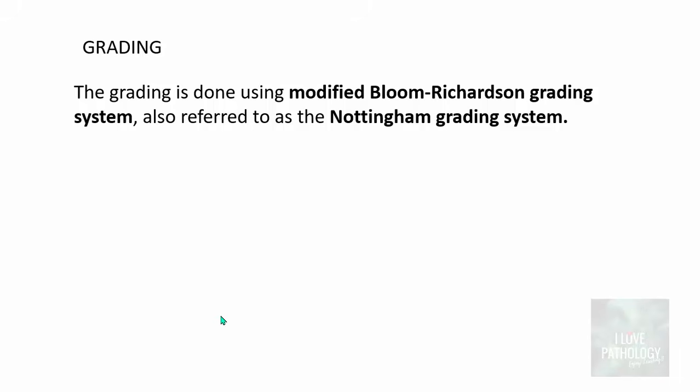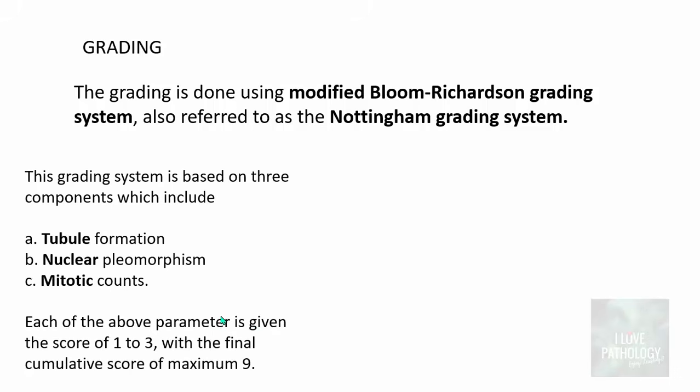Now, how do you grade these tumors? The grading is done using the modified Bloom-Richardson grading system, also referred to as the Nottingham grading system. It's based on three components: one, tubule formation, how many tubules are formed in the tumor; two, the amount of nuclear pleomorphism; and three, how many mitotic counts you see. Each of these parameters is given a score of 1 to 3, with a final cumulative score of maximum 9.